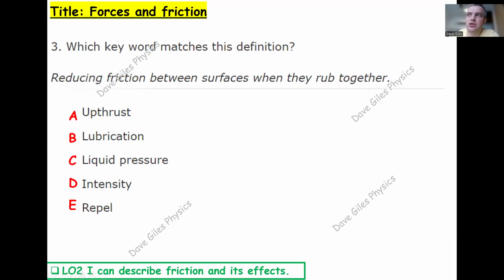Which keyword matches this definition? Reducing friction between surfaces when they rub together. And I've just kind of answered that one by mistake there. It's B, it's lubrication.